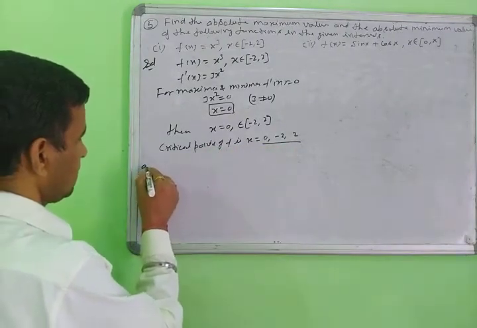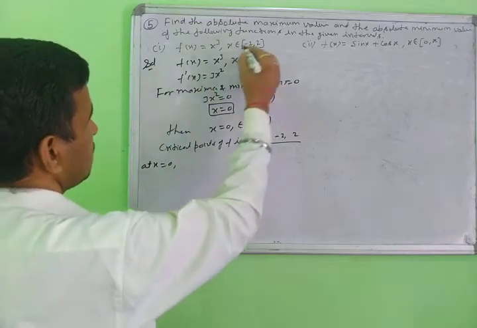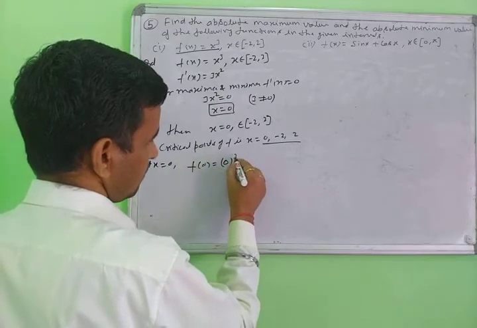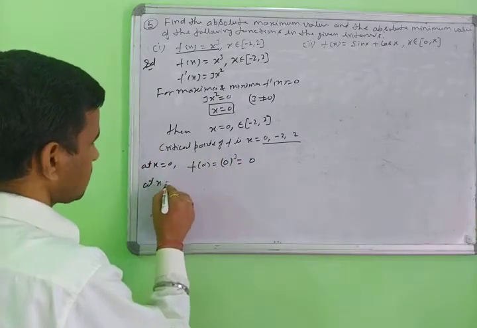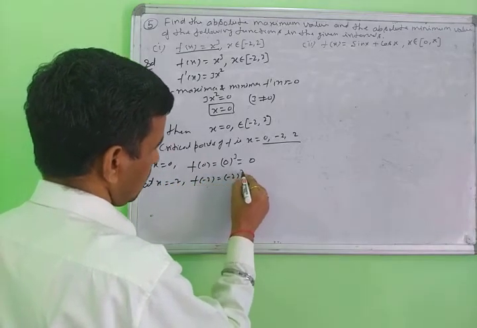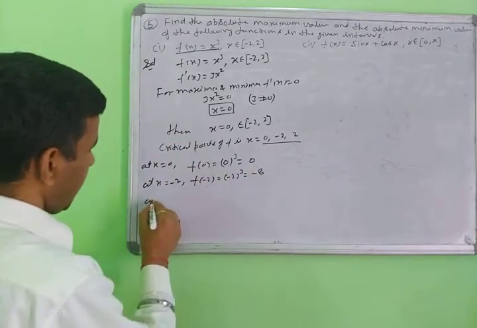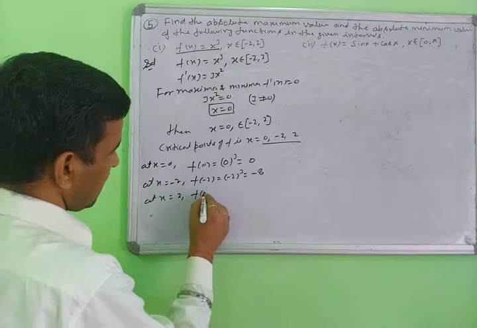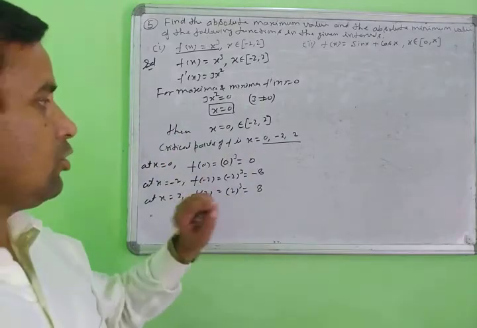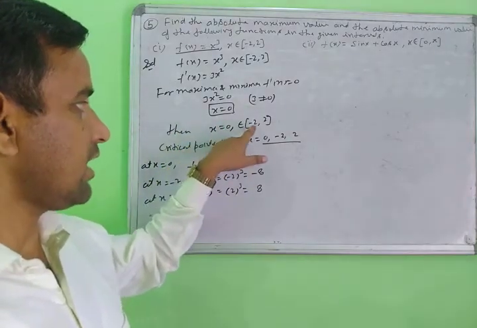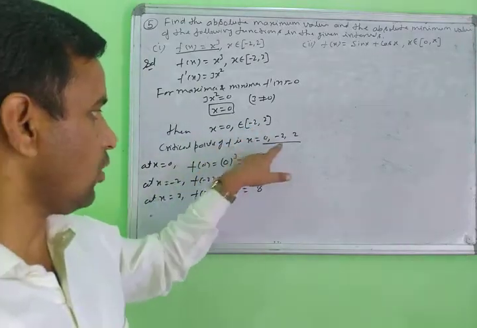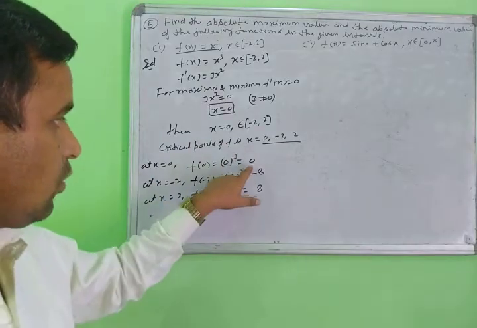Now at x equal to 0, putting the value in this function, f(0) equals 0 cube, which is 0. At x equal to -2, f(-2) equals (-2) cube, this is equal to -8. At x equal to 2, f(2) equals 2 cube, equal to 8. You find all the points here, the critical points and the end points of the closed interval. So you find the values 0, -8 and +8.